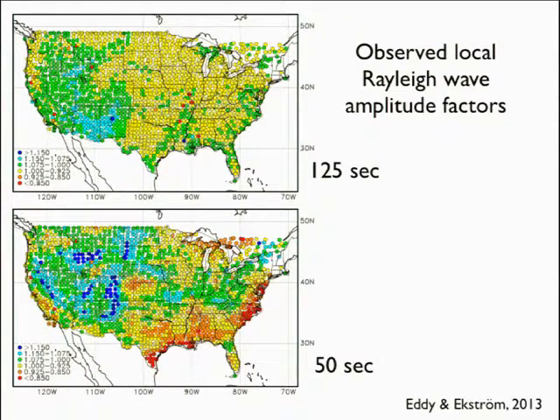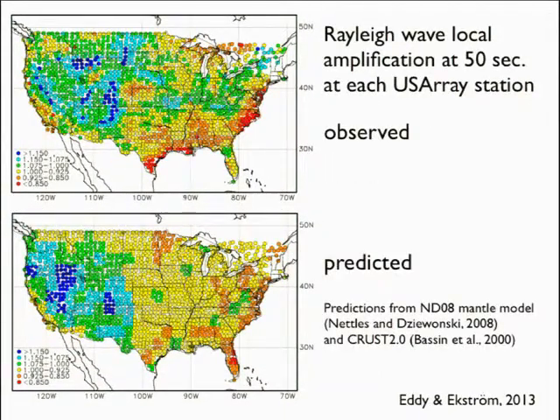And the patterns, of course, are very interesting. At the top is a long period, 125 seconds, averaging elastic structure down to at least 200 kilometers. And in the bottom panel, you see the 50-second maps showing regionally consistent patterns that we believe must be related to elastic structure. And in fact, if we compare the observed amplitude factors with those that we would predict from a tomographic model of the United States, we get very good agreement, I would say anyway.